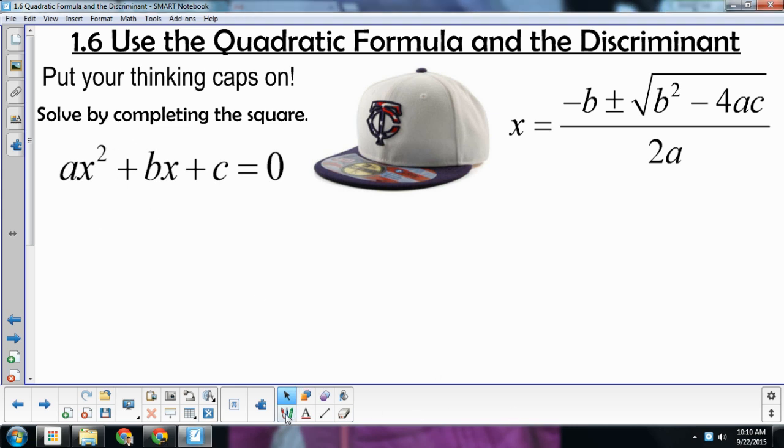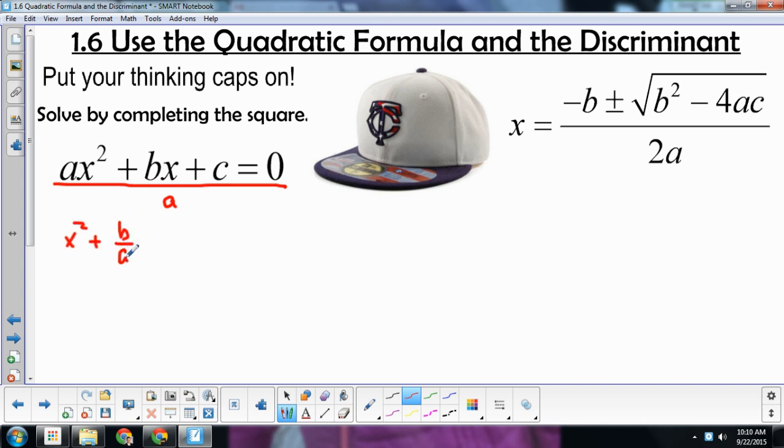Here we go. When solving by completing the square, my first step is to make sure that the first term is simply x squared. So to make that happen, I have to divide the entire equation by a, the leading coefficient. That will leave me with x squared plus b over a times x plus c over a equals 0. Dividing 0 by anything remains 0.